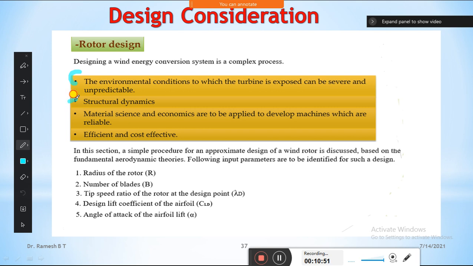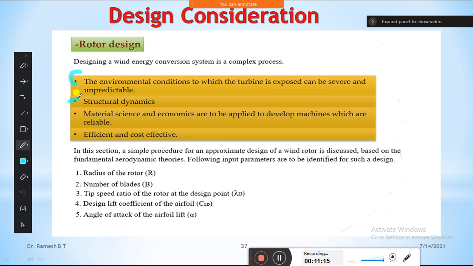That is also very difficult. And third thing is material science and economics are to be applied to develop machines which are reliable. So we should apply material science for better designing. With the help of different composite materials or different combinations of materials, we can go with a lightweight, very flexible and very high strength design. And also it should be very economical. It should not be costlier.